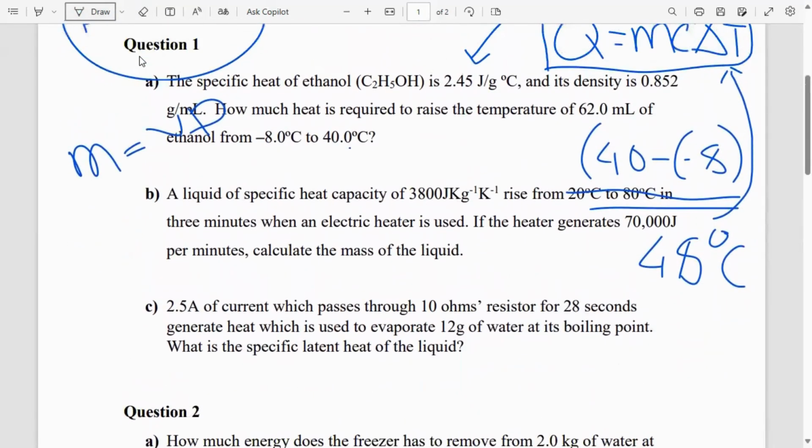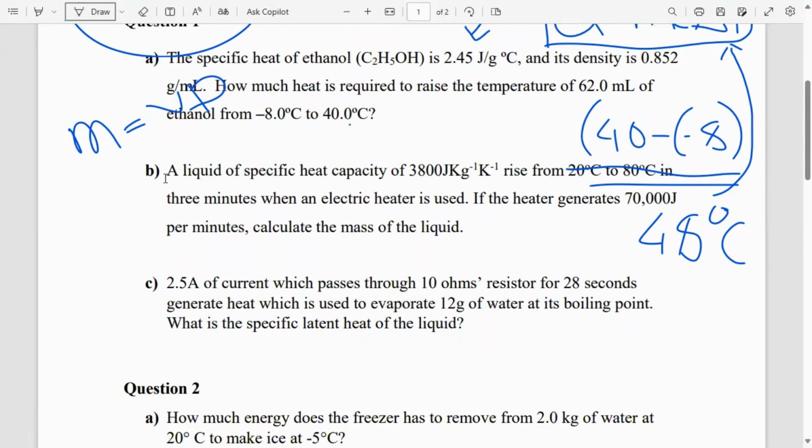The next question is question B. Question B says a liquid of specific heat capacity 3,800 joules per kg per Kelvin rises from 20 degrees Celsius to 80 degrees Celsius in 3 minutes when an electric heater is used. If the heater generates 70,000 joules per minute, calculate the mass of the liquid.